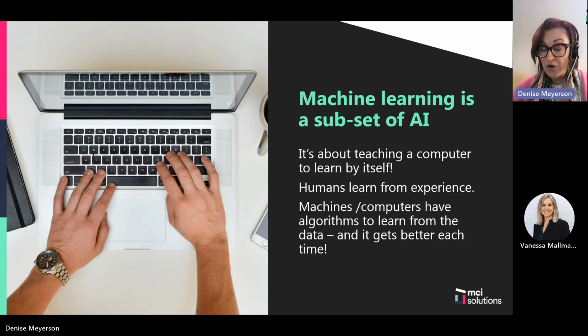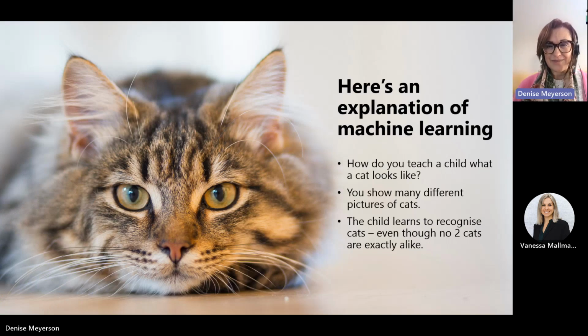So what is machine learning? Machine learning is a subset of artificial intelligence, and it's where the computer is being taught to learn by itself. So humans learn from experience, but the machine can be taught through algorithms to absorb all this data and learn from the data that it's being provided. And obviously it keeps improving over time as well.